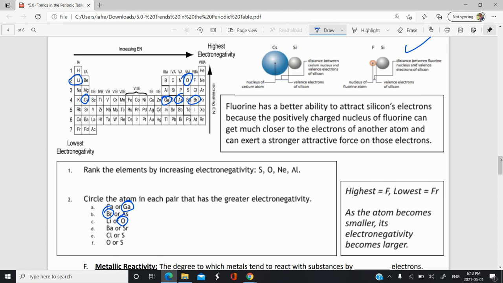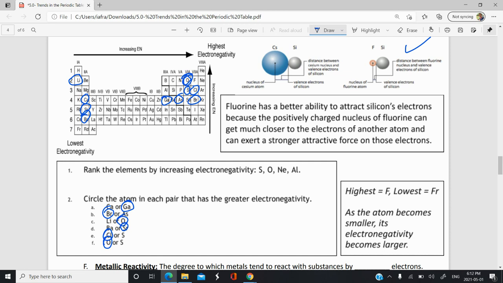Ba and strontium, so here's strontium, here's Ba. Towards the top wins this one, so strontium wins. Cl and S, so here's S, here's Cl, towards the right wins, so Cl wins. O and S, towards the top wins, so O is more electronegative.